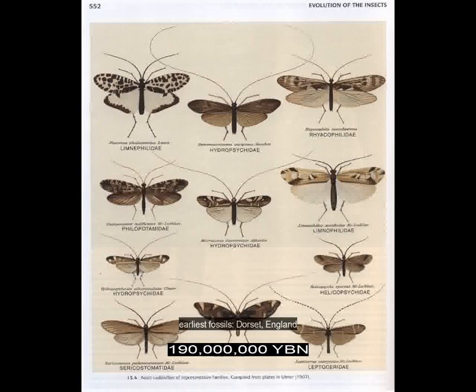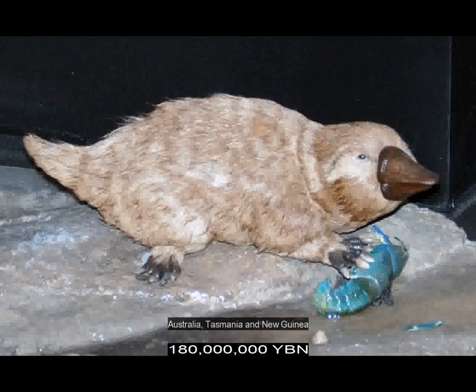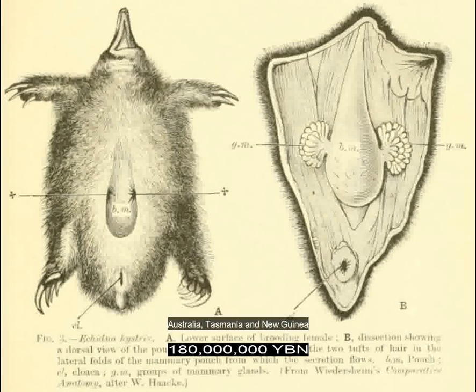The Holometabla Lepidoptera evolve, the ancestor of moths, butterflies, and caterpillars. The earliest extant mammals, monotremes, evolve. Monotremes are an order of primitive egg-laying mammals restricted to Australia, Tasmania, and New Guinea.